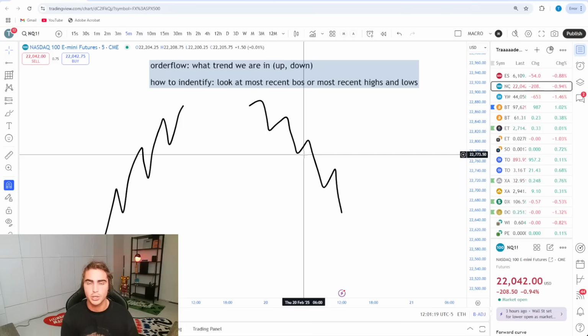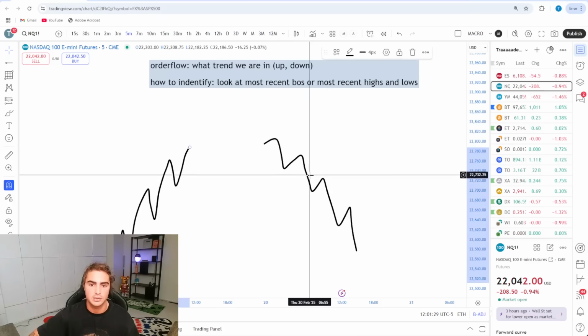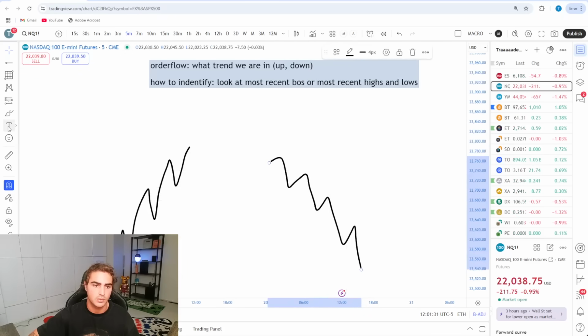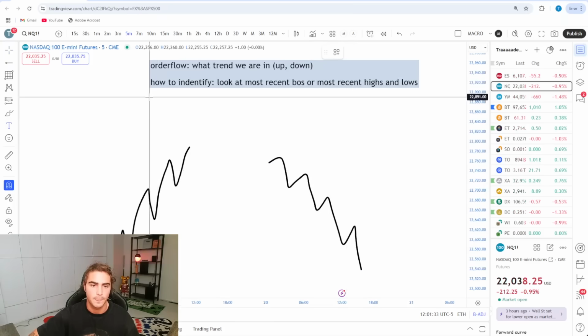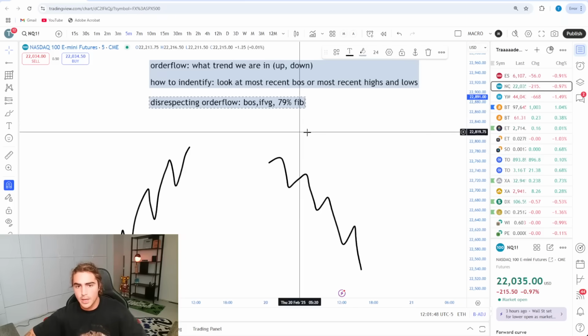Now is when we get into the advanced stuff, like how do we identify disrespecting bullish order flow or disrespecting bearish order flow. And there's three main confluences that I use to identify these. So let's talk about the confluences to identify disrespecting order flow. I use break of structure, I use inverse fair value gaps, and the 79% extension on the fib.